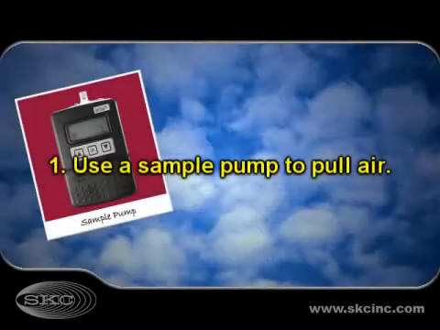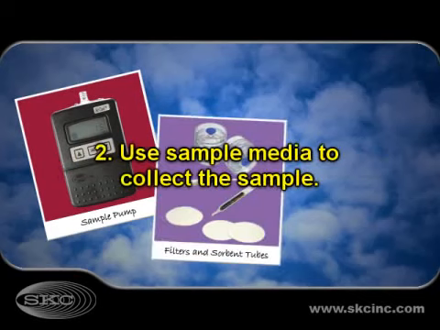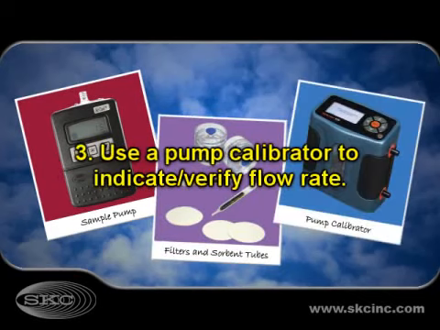Active air sampling involves three things. 1. A sample pump to pull air. 2. Sample media through which to pull the air. And 3. A pump calibrator to indicate and verify how much air is pulled.